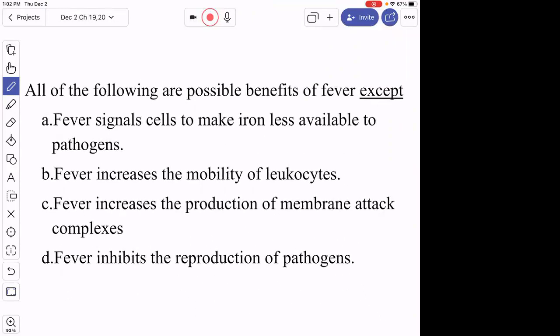And all the following are possible benefits of fever, except: yes, fever signals cells to make iron less available. Yes, it increases the mobility of white blood cells. Yes, to some small extent, it inhibits the reproduction of pathogens. I made this one up, that it increases the production of membrane attack complexes. So hey, if you can find that in the literature somewhere, I'll give you credit for it. But again, I made that one up.